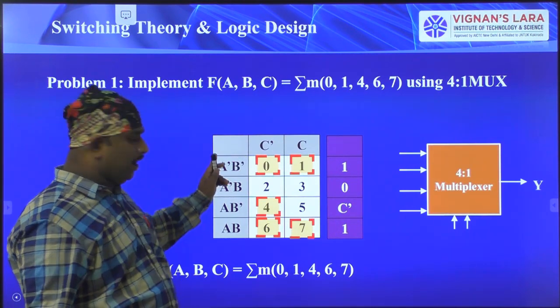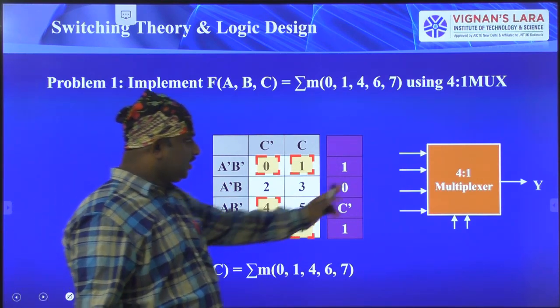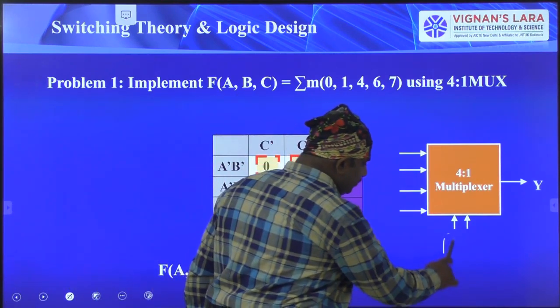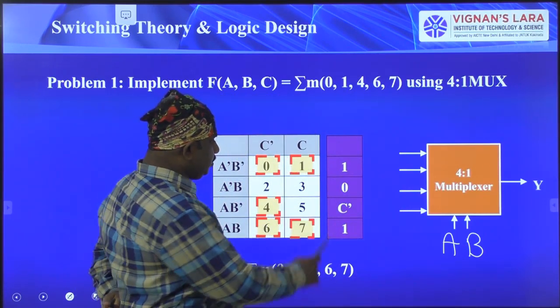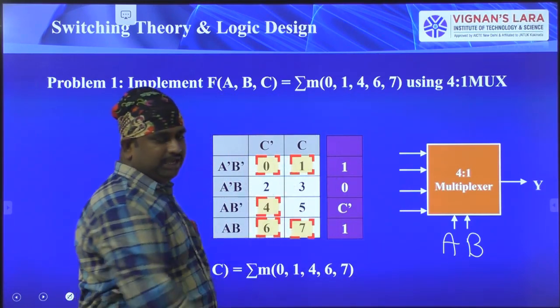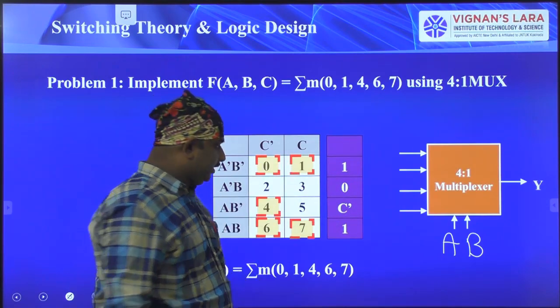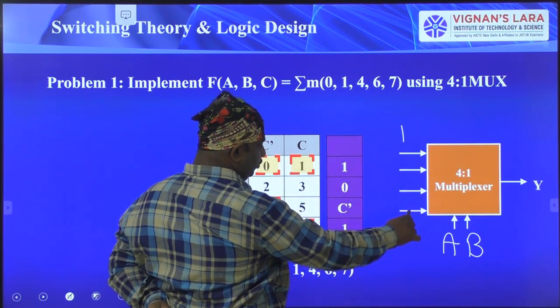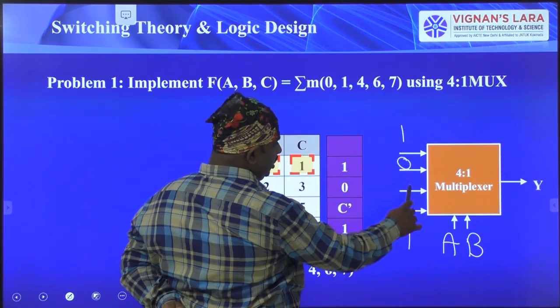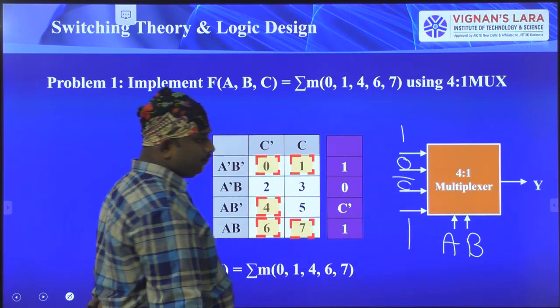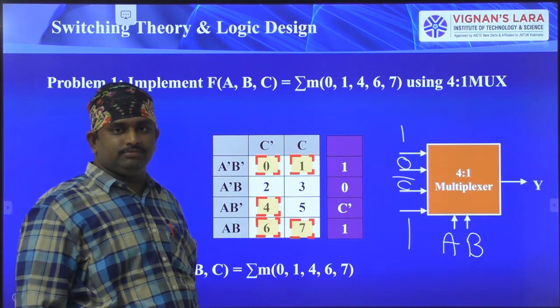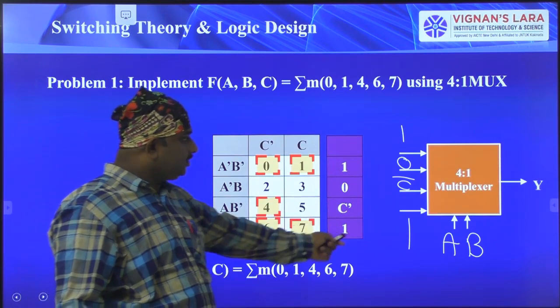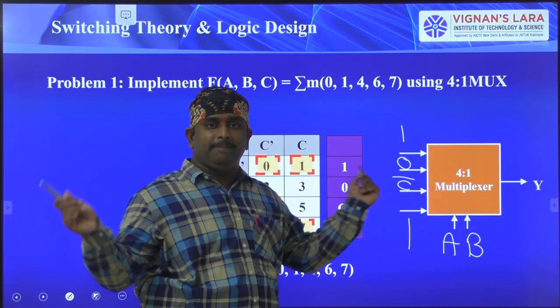Now, we have the same order. Whatever the order is there, here also we have the same order. Now what we have to do here? Whatever result values came here, you have to write those values here. So here you have to write 1, here you have to write 1, here you have to write 0, and here you have to write C bar. Okay, with this the problem is completed. I have written these values, so I said this problem is completed.